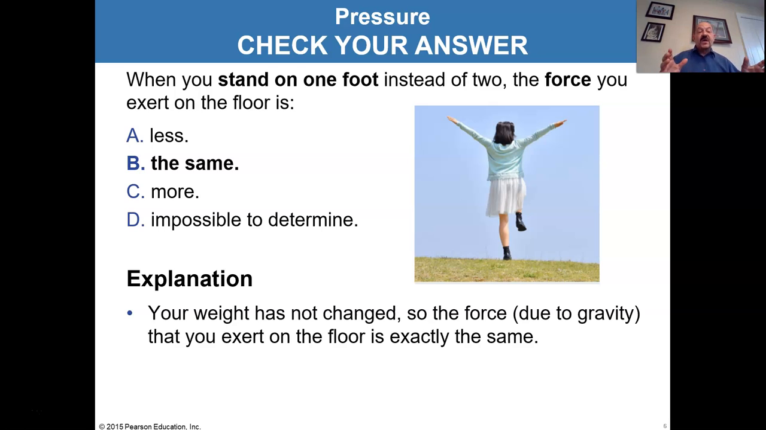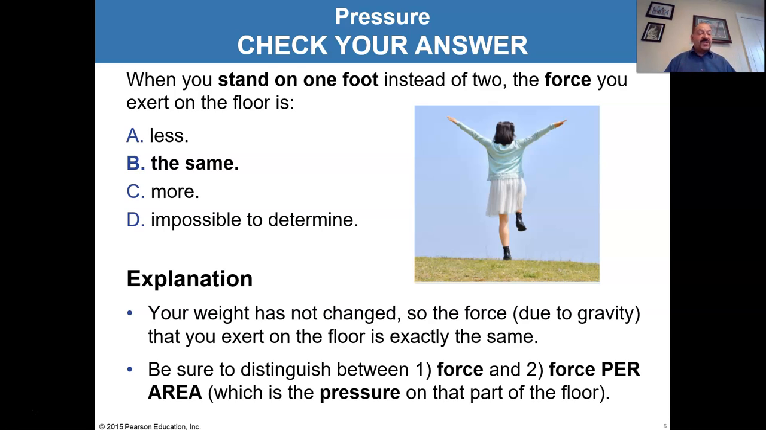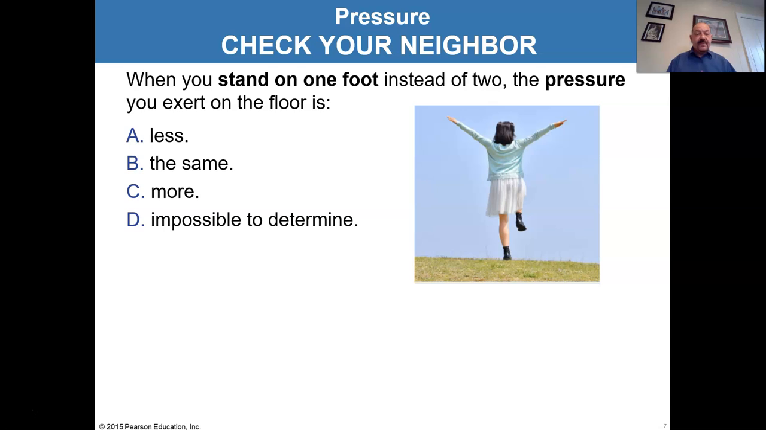All you've done is distribute where the weight is pushing on the ground into a much smaller area when you stand on only 1 foot, or when you just stand on the toes of 1 foot. You're just making the area smaller. You're not changing the force. Remember, weight is a form of force. So be sure to distinguish between force and force per area. That's what pressure is, force per area, force divided by area. Now, when you stand on 1 foot instead of 2, the pressure you exert on the floor is: less, the same, more, impossible to determine.